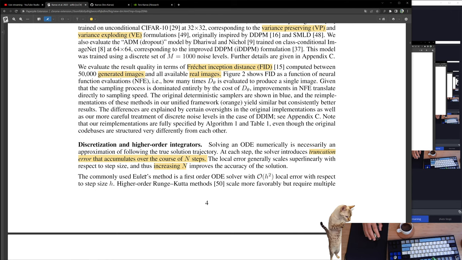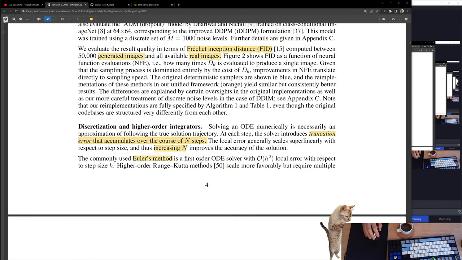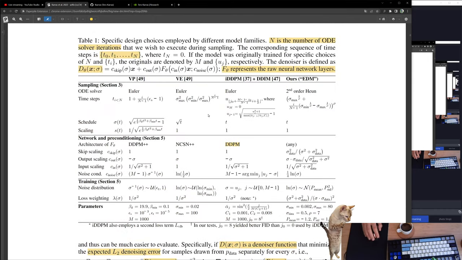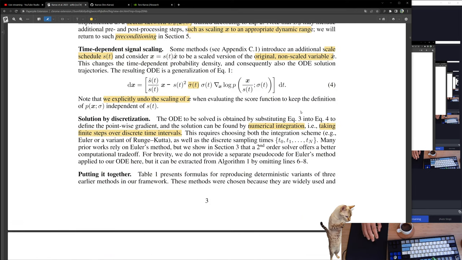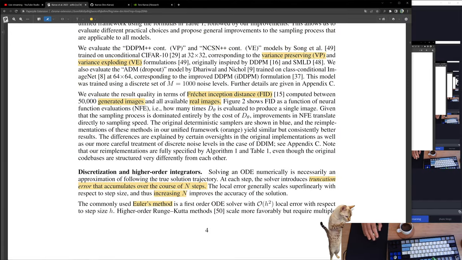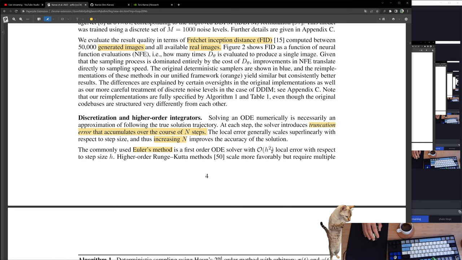So Euler's method is the ODE solver that all these other people were using, right? So up here, Euler, and then in this paper, they use this Heun second order solver. An ODE solver with O(h squared) level error with respect to step size h. So squared local error, the error scales superlinearly. Superlinearly is just another way of saying more than linear. So O(h) would be linear, O(h squared) superlinear.